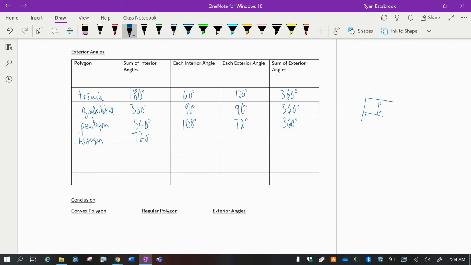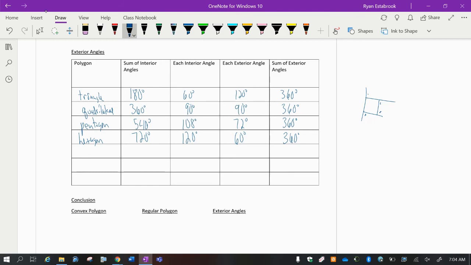A hexagon has 720 degrees. 720 divided by 6 means that each interior angle in a regular hexagon is 120. Take 180 minus that, because an interior angle and an exterior angle are supplements. They form a linear pair. So the exterior angles would be 60. 60 times 6, believe it or not, is 360 degrees again.